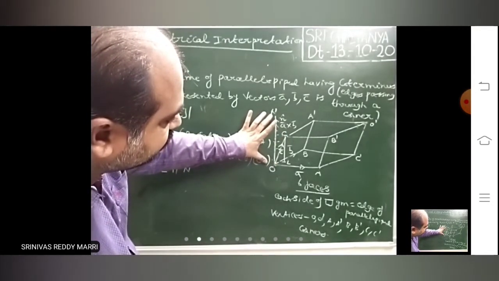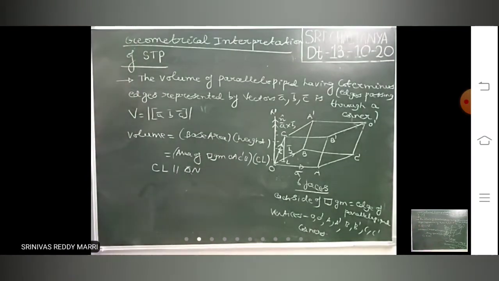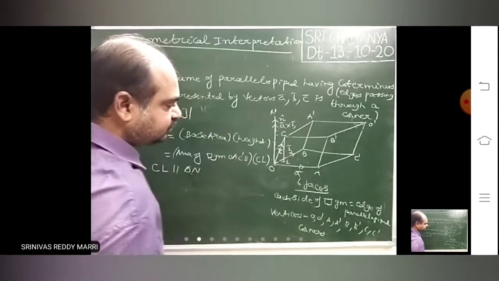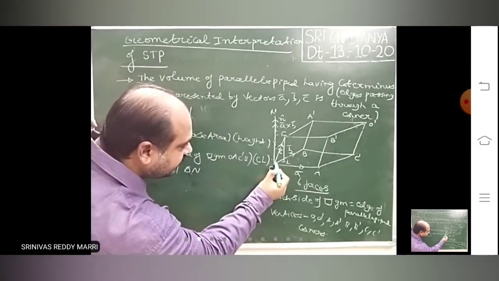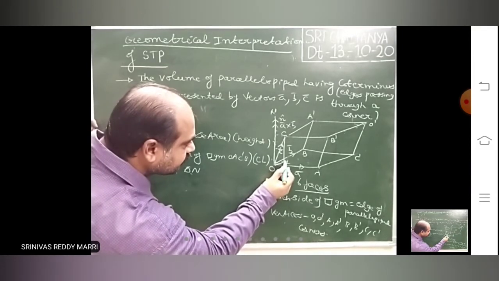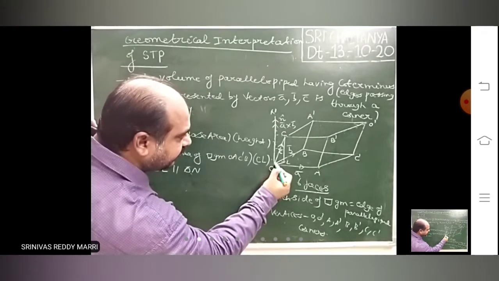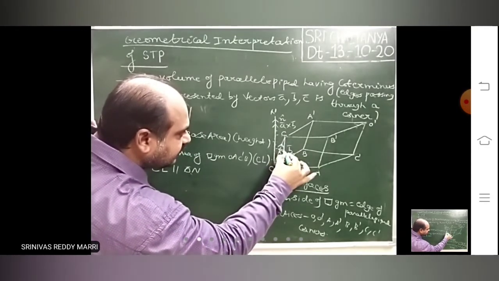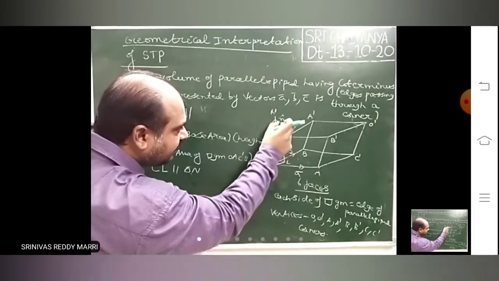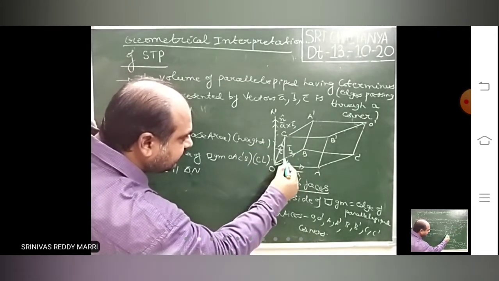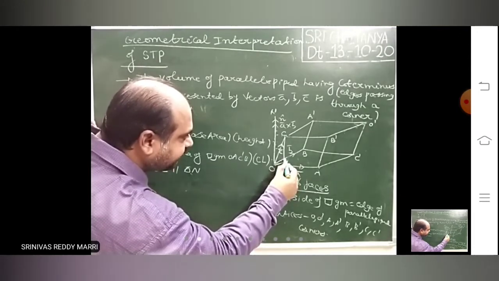CL is parallel to ON. These two lines will be parallel. Now join O and L. So this OL bar is on your paper. And this is what? Parallel to normal. That means a normal line, or a line parallel to the normal, will be perpendicular to any vector in the plane. OL is in the plane.